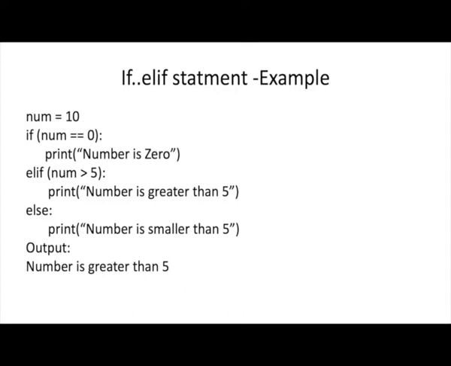Here the value initialized to the variable num is 10. So, when we execute the if statement, num equal to 0, the condition becomes false. Therefore, the elif statement gets executed. There it checks whether the num value is greater than 5. Yes, the num value is 10, so it is greater than 5. Therefore, that print statement gets executed and the output will be "number is greater than 5".